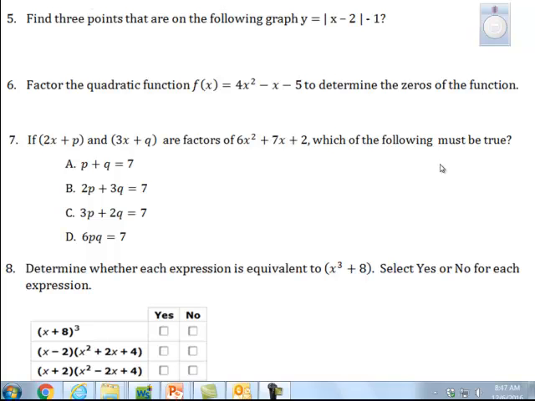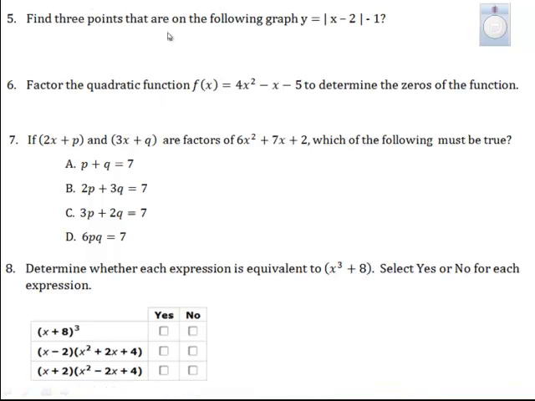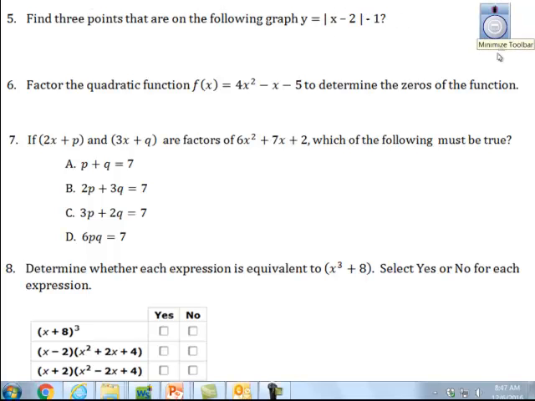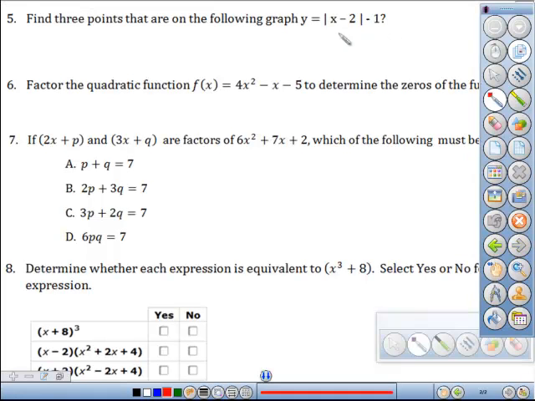All right, so for number 5, it says find 3 points that are on the following graph. So right here we see that this is an absolute value equation. I don't know how I can tell that it's an absolute value equation. I've just been doing this for so long I can tell. Anyway, simply what this question wants you to do is just create a t-chart. Find 3 values, like ordered pairs that would work.